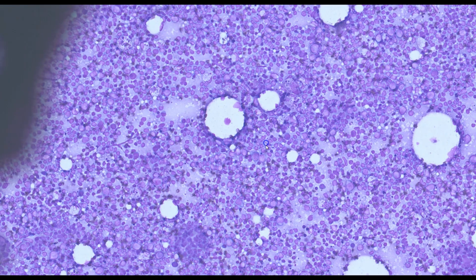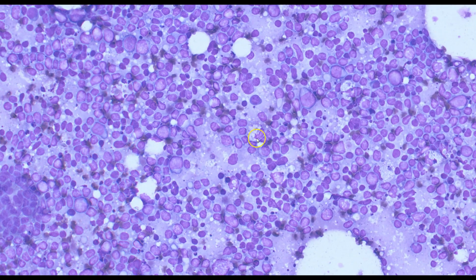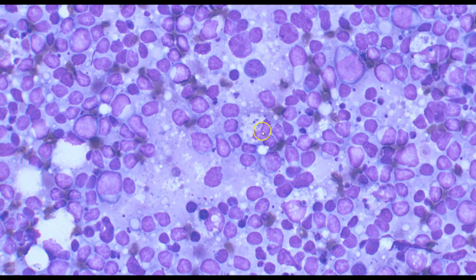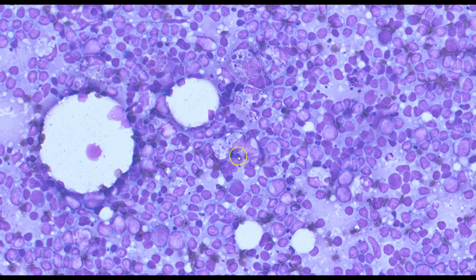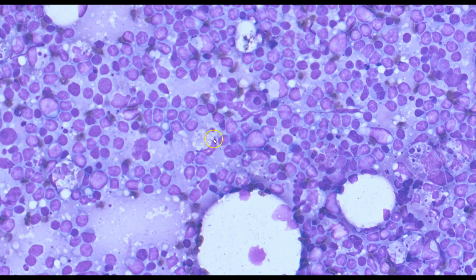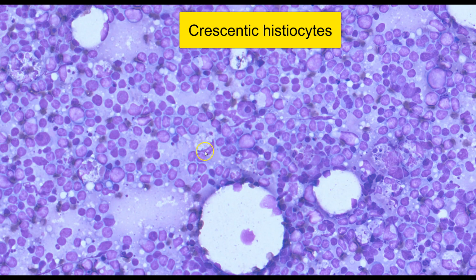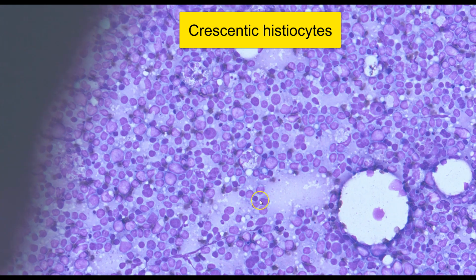Looking at this area, we start to appreciate that there are some interesting looking cells here, for example this one, with an eccentric, somewhat compressed nucleus and some karyorrhectic debris in the cytoplasm. A couple of other cells here show a similar appearance. And yet again, this particular cell has an eccentric nucleus that is actually crescent-shaped. These are known as crescentic histiocytes, and they are a very classical feature of Kikuchi lymphadenitis.